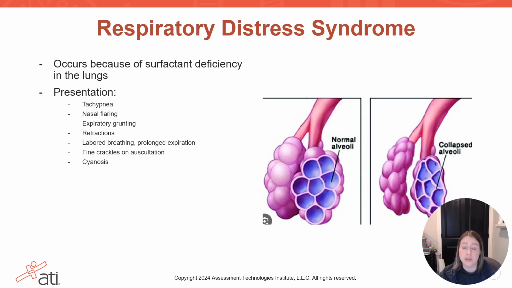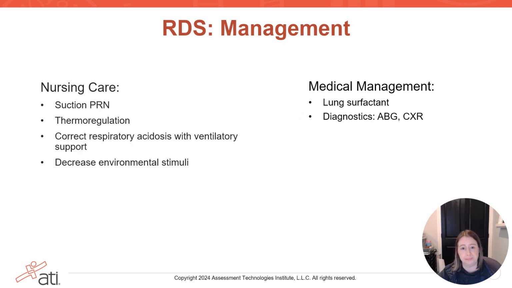RDS generally occurs as a result of surfactant deficiency in the lungs, which is characterized by poor gas exchange and ventilatory failure. Now, looking at the presentation, you can see that this looks incredibly similar to respiratory distress from other causes, so don't overthink it, okay? Respiratory distress syndrome is more common in preterm babies, those who experience perinatal asphyxia, for example, or other complications during birth. So care for RDS will involve airway management and monitoring the respiratory status.